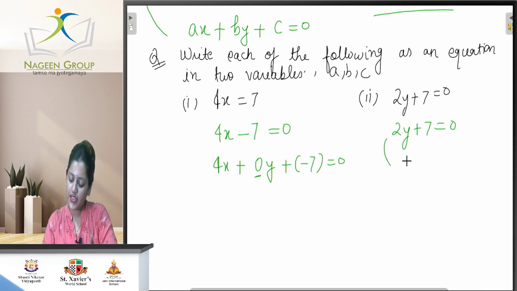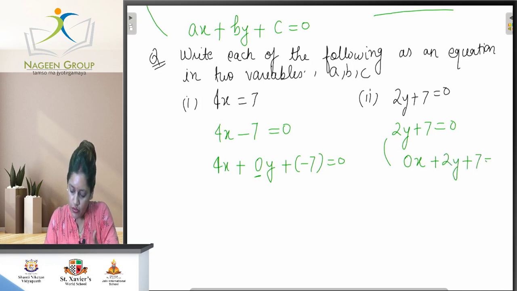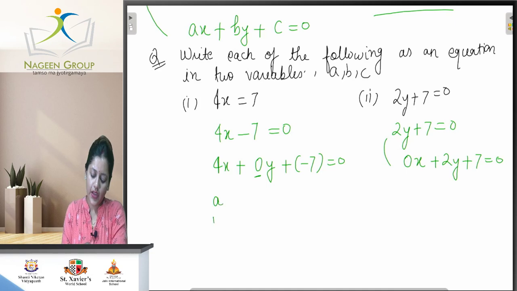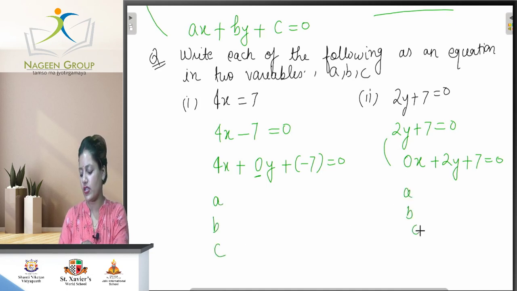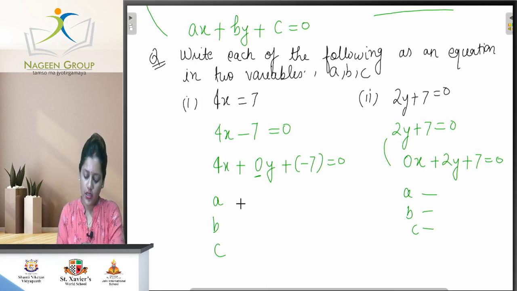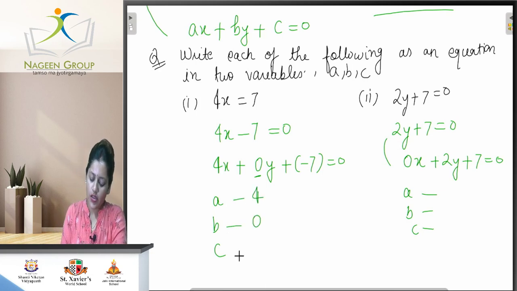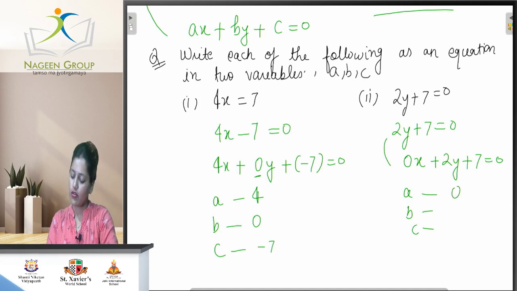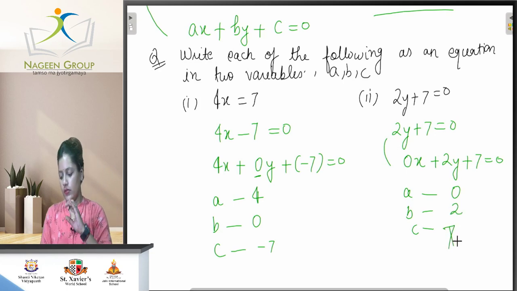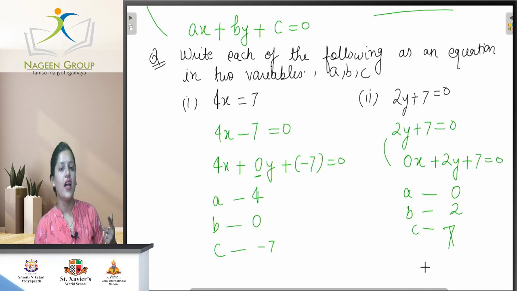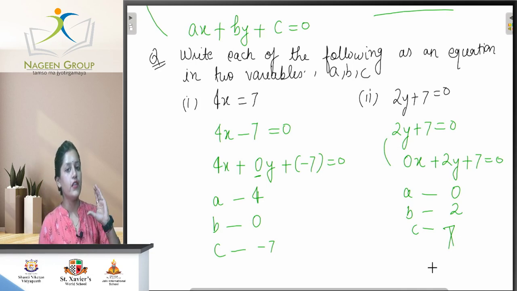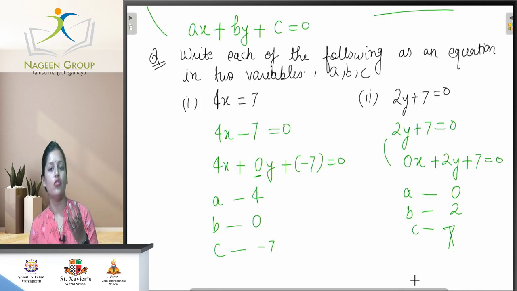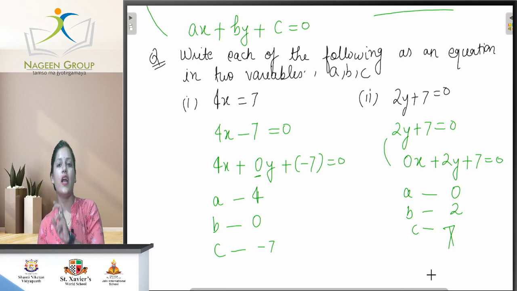In the same way, when we write this, it will become 0x + 2y + 7 = 0. So now the values of a, b, c: in the first equation the value of a is 4, the value of b is 0 and the value of c is -7. In the same way, in the second equation the value of a is 0, the value of b is 2 and the value of c is 7. In the first class, I told you that the value of a or b can be 0 but not both at the same time.